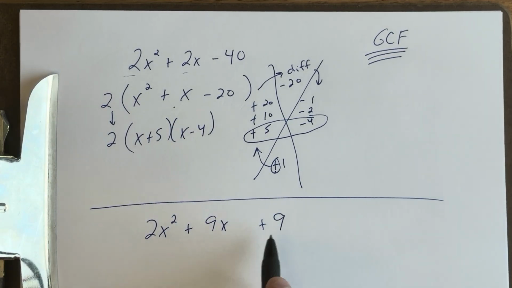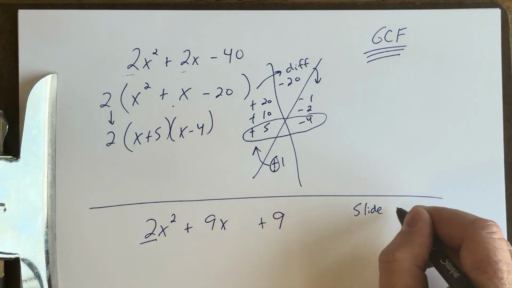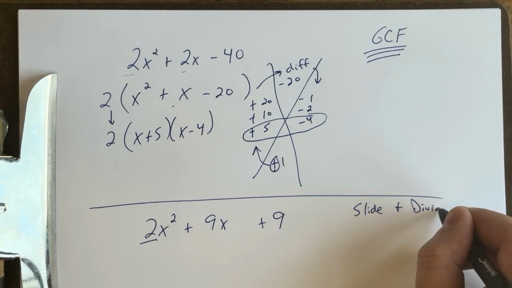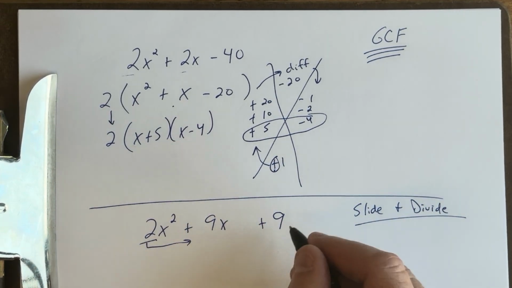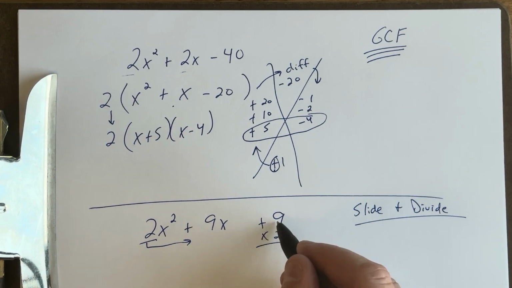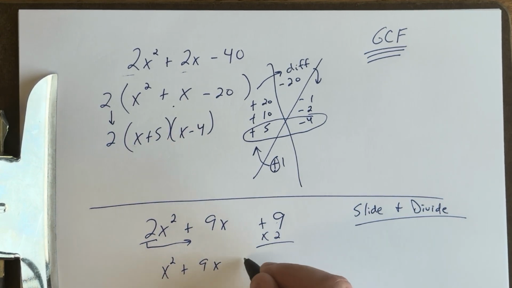All right, so there's no greatest common factor. So if you guys remember this, if we have a number on the front, this is going to be called slide and divide. Okay, slide and divide. This is where we take the front number, take it down to the end, and multiply it right here. 9 times 2 is 18, so I'm left with this. Okay, hopefully you remember that. Make sure that we're good.